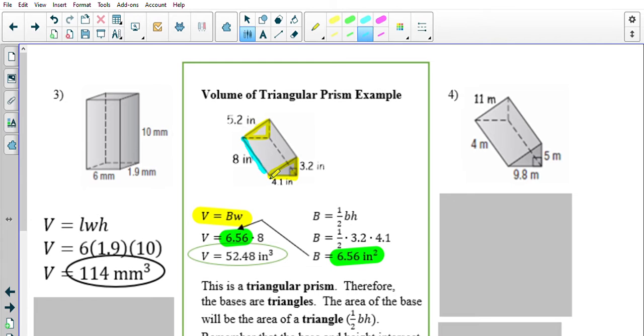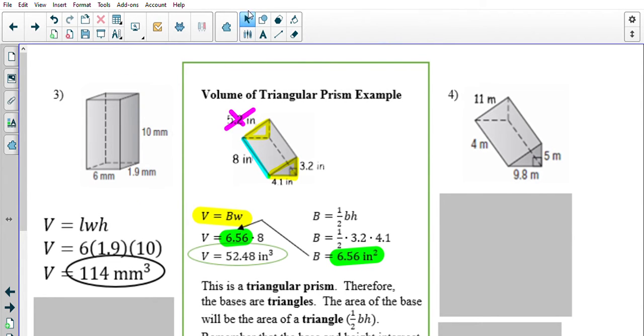That will be 8. So you notice there is an extra number here that we did not need to use, the 5.2, since it's neither the base or height of the triangular base, and it's also not the width of this prism. So 6.56 times 8 gives us a volume of 52.48 inches cubed. These triangular prisms are tough, so pay close attention as we go to do these.